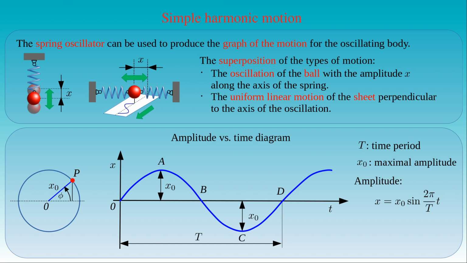We can project the motion of the point mass onto the x-axis in the plane of the circle. Then we will see that the projected point performs a simple harmonic oscillation around the equilibrium point O along the x-axis with the maximal amplitude x0.